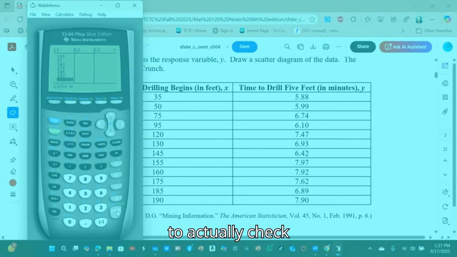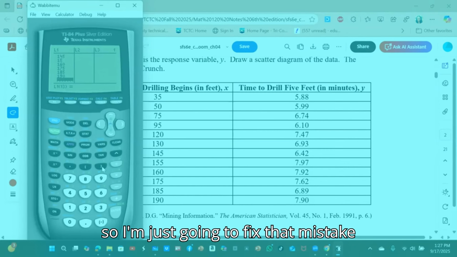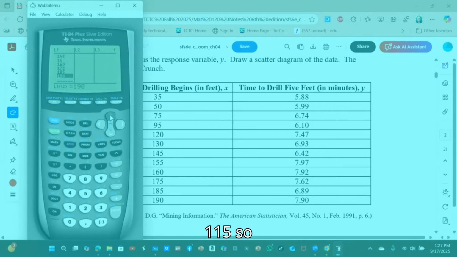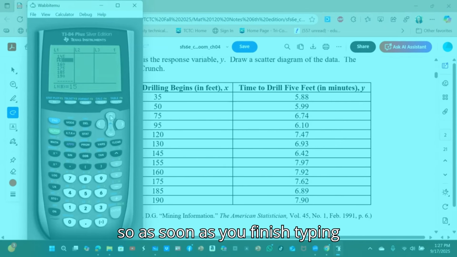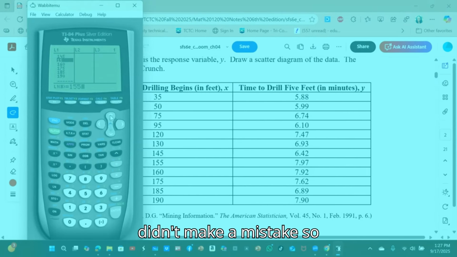So you have to actually check everything. I noticed that where I should put in 155, I put in only 15. So you can make a mistake. I'm just going to fix that mistake. That is supposed to be 155, not 115. As soon as you finish typing in the data, you eyeball it and see that you did make a mistake. So 155 is the correct one.